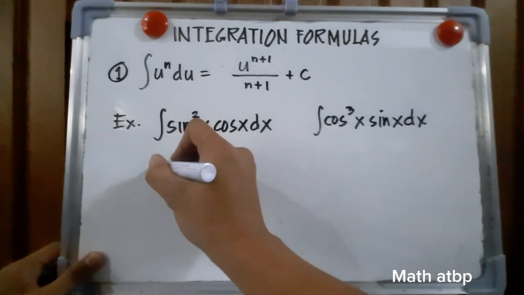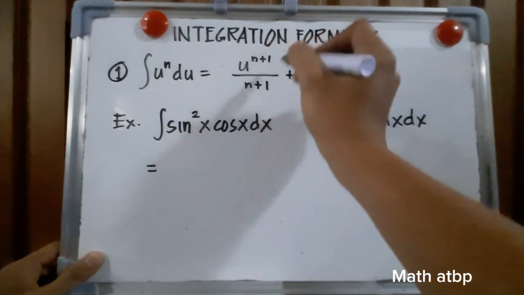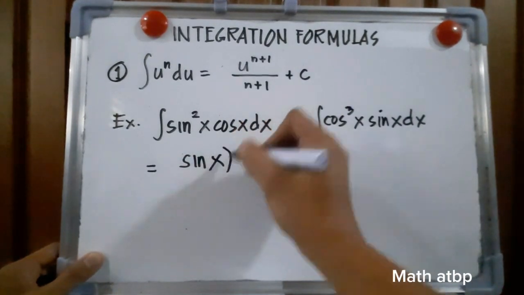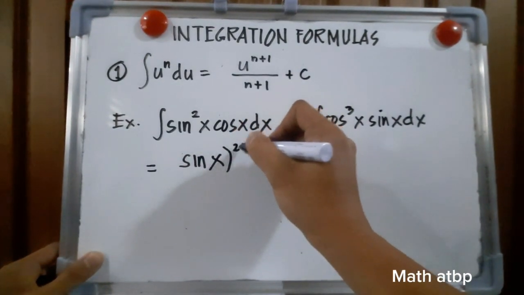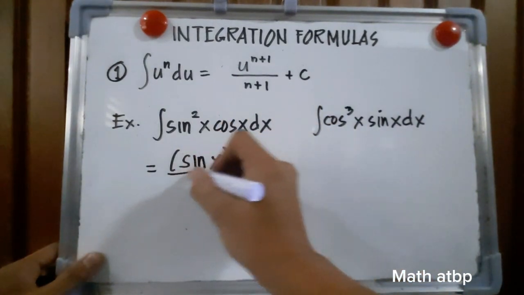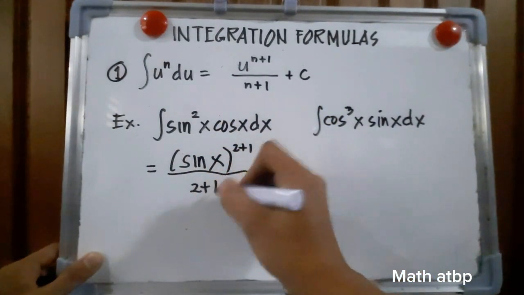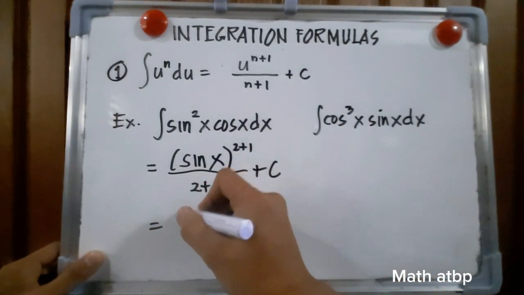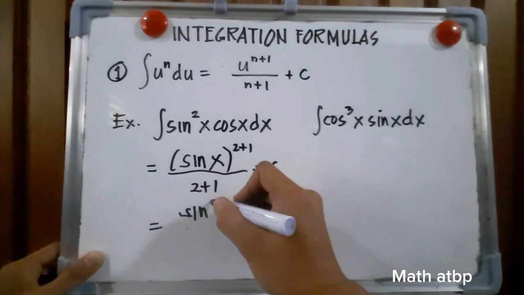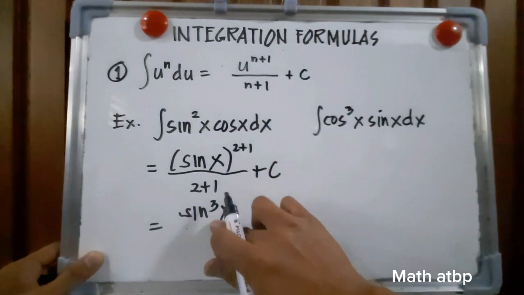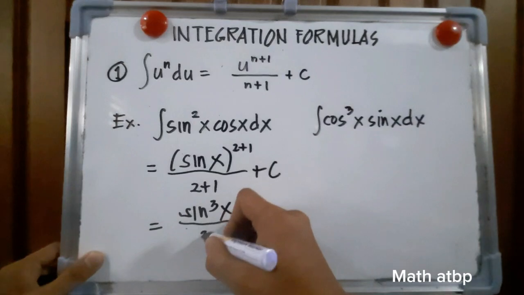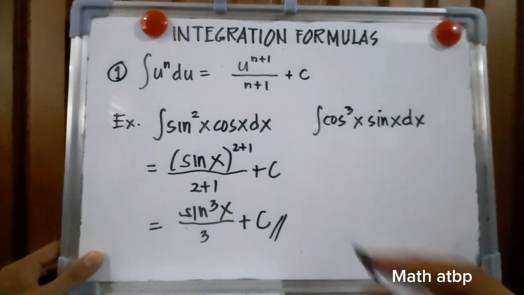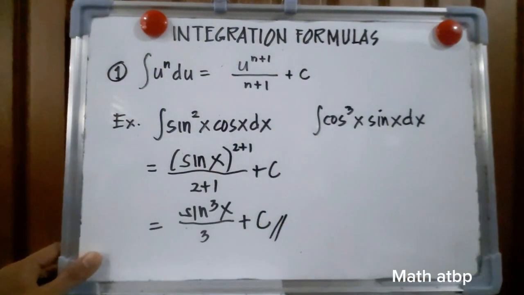Therefore, this is equal to u to the n plus 1, where u is sine of x, raised to n plus 1, which is 2 plus 1, over 2 plus 1, plus c. Therefore, it is equal to sine cubed of x divided by 3 plus c. That is the integral of sine squared of x cosine of x dx.